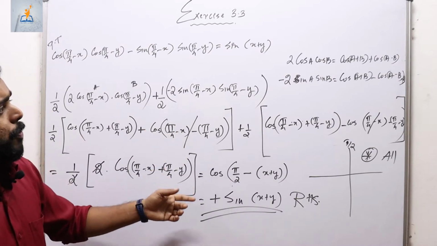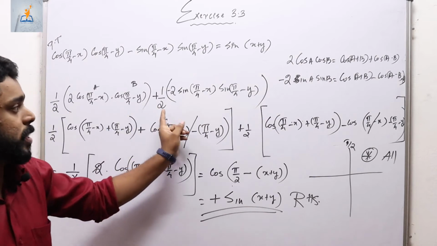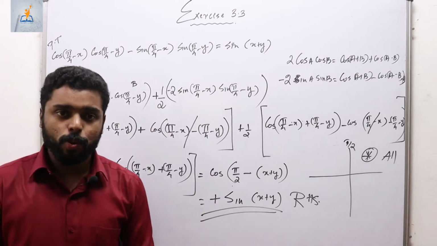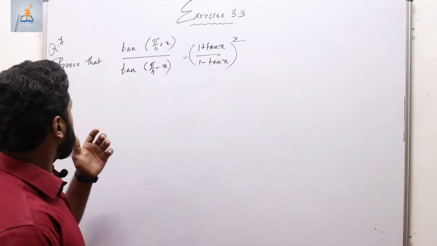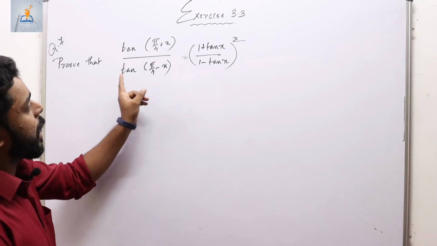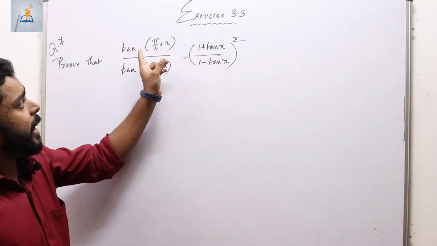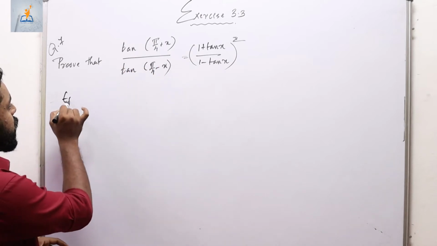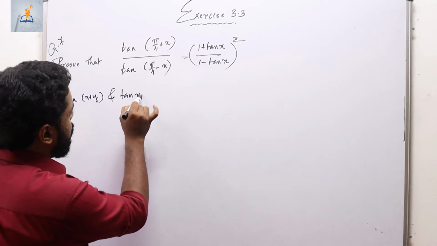It is a little bit confusing. If you use this identity correctly in this equation, then it is very easy to derive the RHS. Now we shall prove the seventh question. The question is to prove that tan(pi by 4 plus x) by tan(pi by 4 minus x) is equal to this. As we know, we can directly apply the formula for tan(x plus y) and tan(x minus y) here, isn't it?